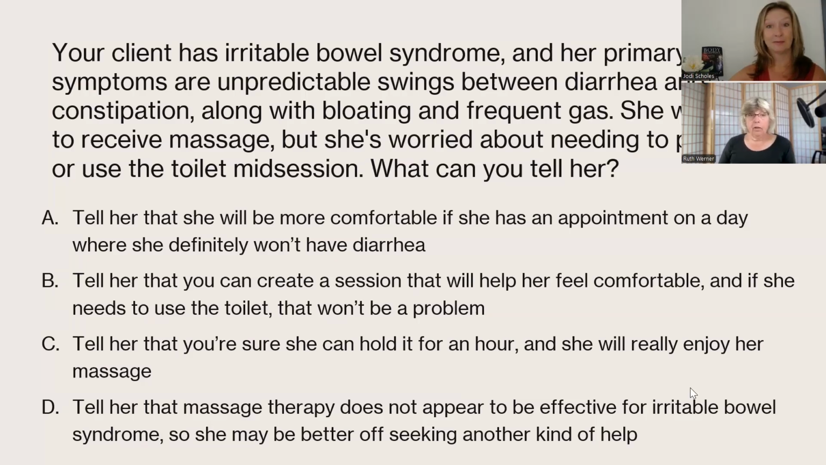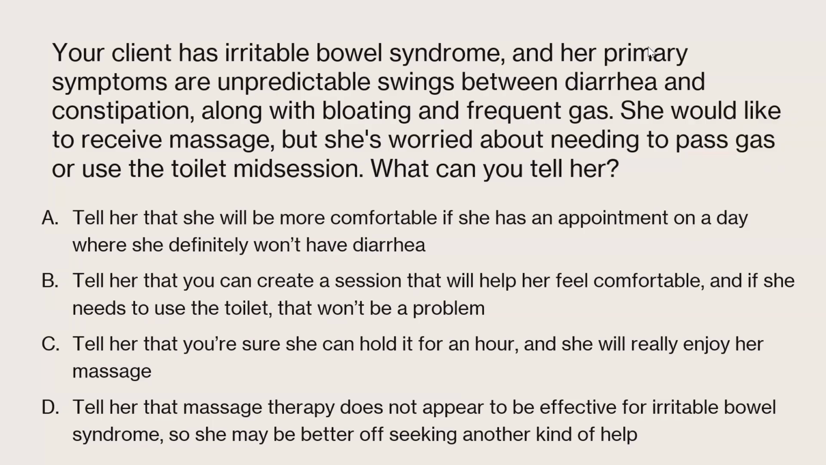The reason A is a bad answer is the word unpredictable. Because it will not be clear for her from one day to the next whether her primary symptom is going to be diarrhea or constipation. So A is a non-starter.